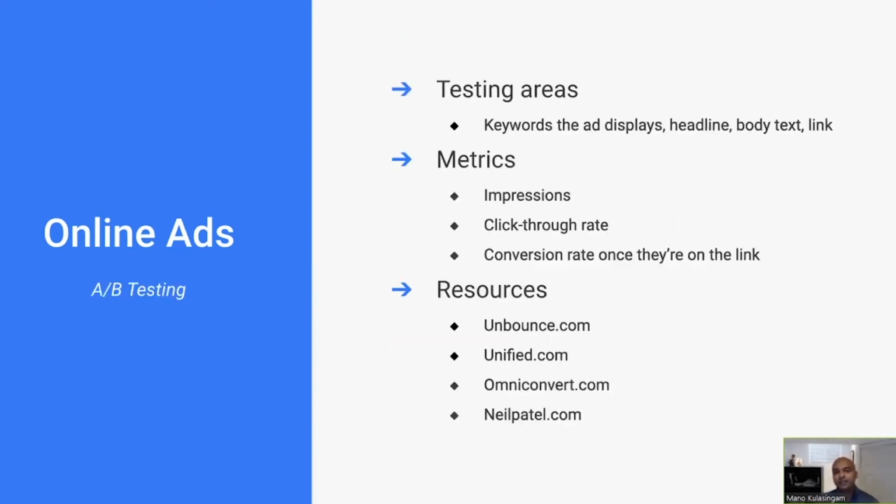In terms of testing, I would focus on keywords, the ad displays, headlines, body text, and links. The metrics are impressions, click-through rates, and conversion rates once they're on the link. Some of the resources I would look at are Unbounce, Unified again, OmniConvert, and Neil Patel's tool as well is a great tool to look at.